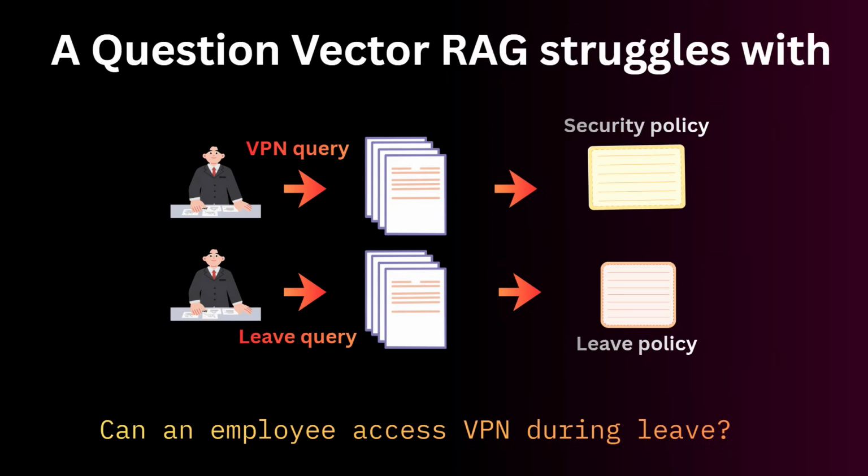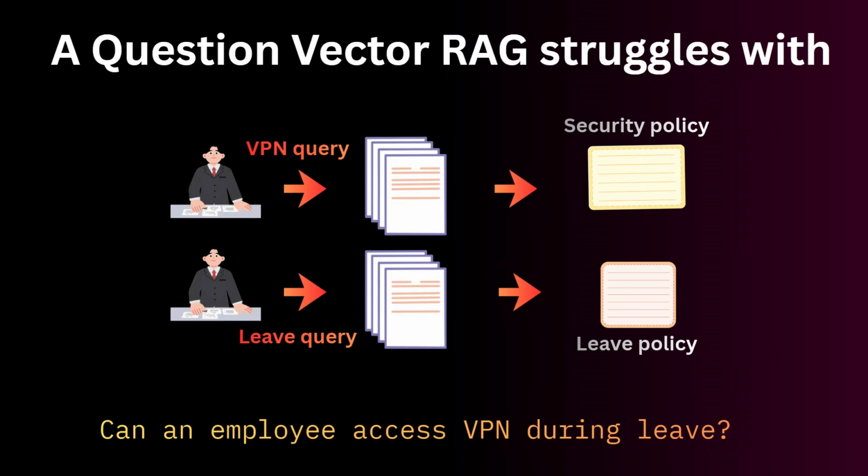We will look at a very real question that vector RAG struggles with. The question is, can an employee access VPN during leave? On the surface, this sounds simple. But notice what is actually involved here. We're talking about an employee, a VPN system, a security policy, and a leave policy, all connected but living in different documents. A classic vector RAG system will do what it's designed to do. It will retrieve chunks from the leave policy, it will retrieve chunks from the VPN or security policy, but it retrieves them independently. It doesn't understand that the employee is the same entity in both contexts. It doesn't understand how VPN access is governed by security rules and how leave status affects access rights.